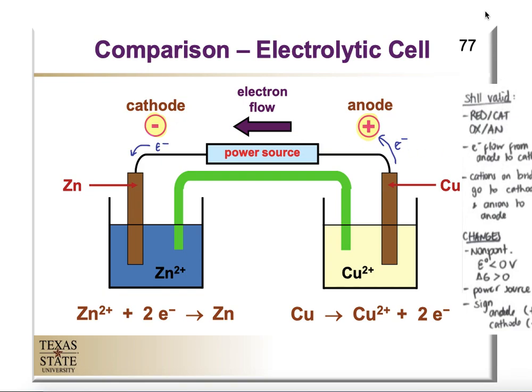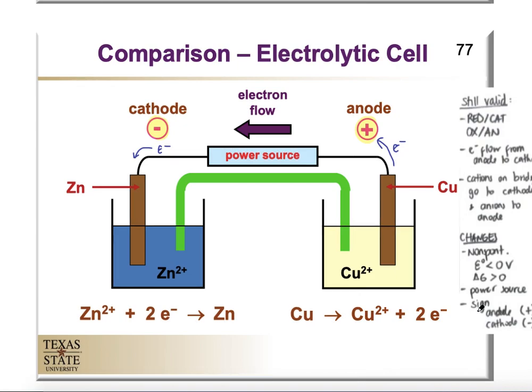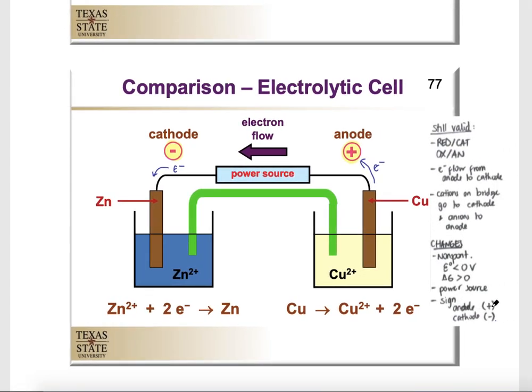What's still true for both the galvanic cell and an electrolytic cell is that the reduction occurs at the cathode and the oxidation occurs at the anode. Now, what has changed is the sign. The sign of the anode is now positive. The sign of the cathode is now negative. So that has been different. Now, the electron flow is different, right? The electron flow is in the opposite direction, but it's still going from the anode toward the cathode. That's still valid.